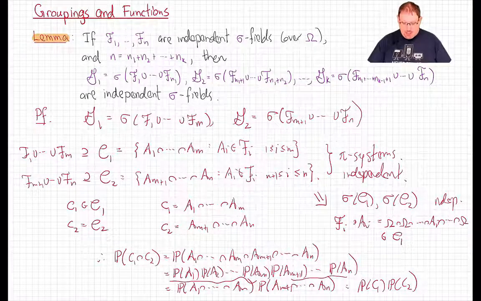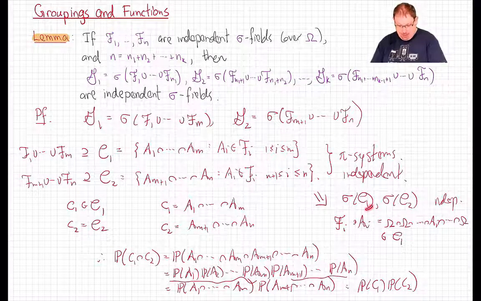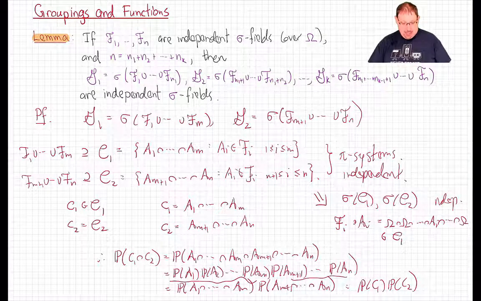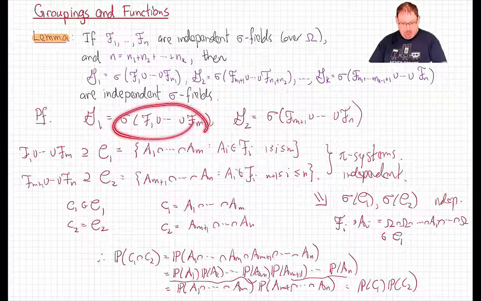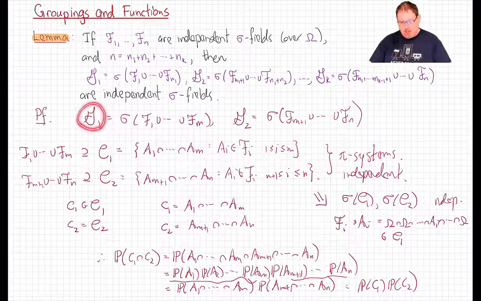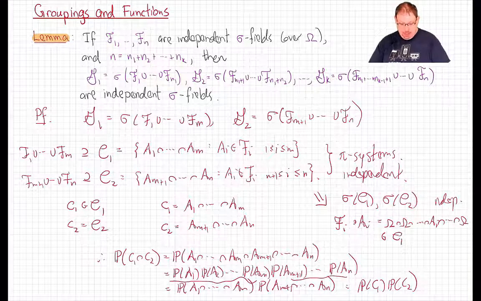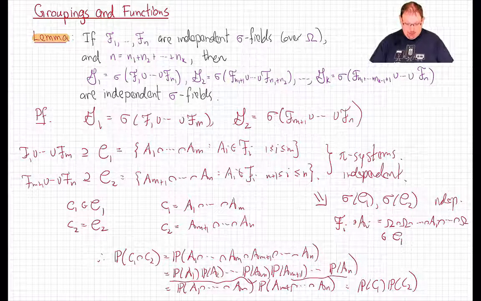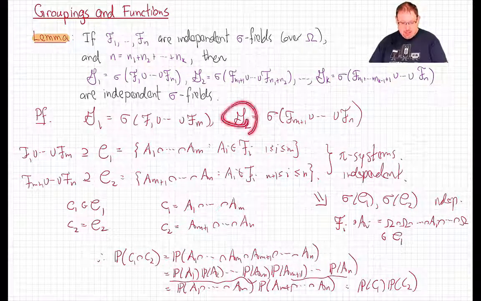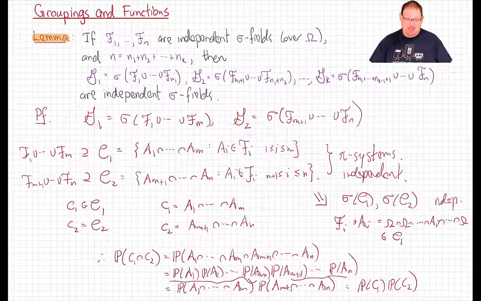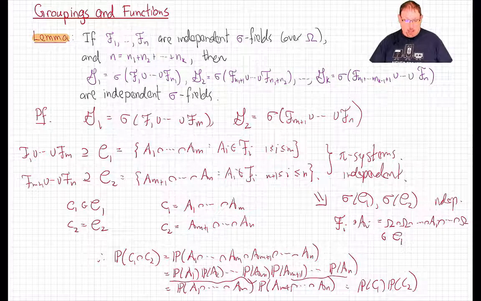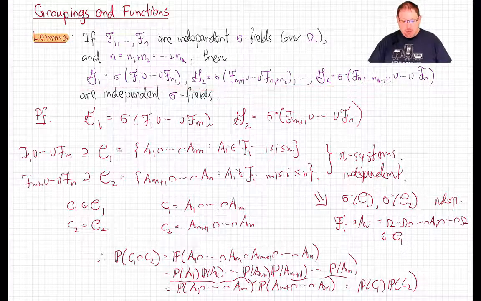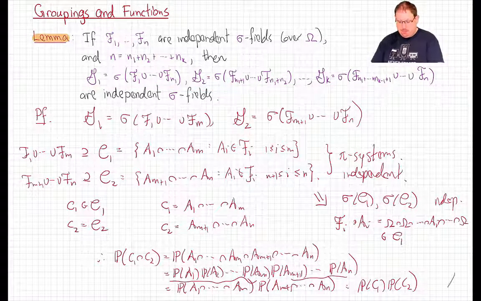And therefore, the sigma field that it generates contains the sigma field generated by F1 through Fm, which is G1. And similarly, this contains that, but of course is equal to it since the other containment is clear. And so that shows that these two are independent. The exact same proof works in general for larger numbers. It's just a matter of keeping track of all of those indices.